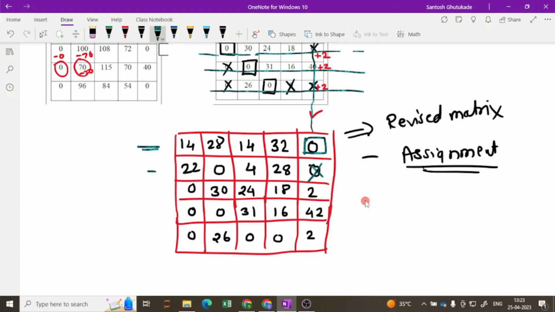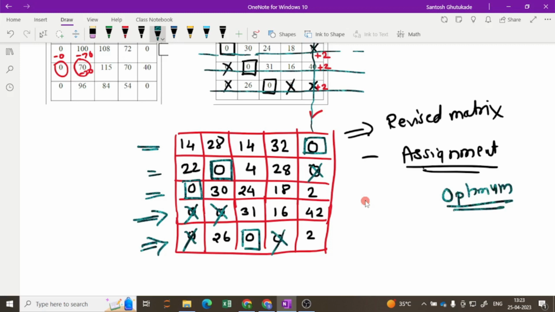Then come to the next row. In the next row there is only one 0, so we will make the assignment here and cross other zeros in that row and in that column. Similarly, coming to the third row, I will make the assignment and cross all the zeros in that row and in that column. Then coming to the fourth row, there is no zero left. Then coming to the fifth row, there are two zeros, so I will make the assignment here and cross this.